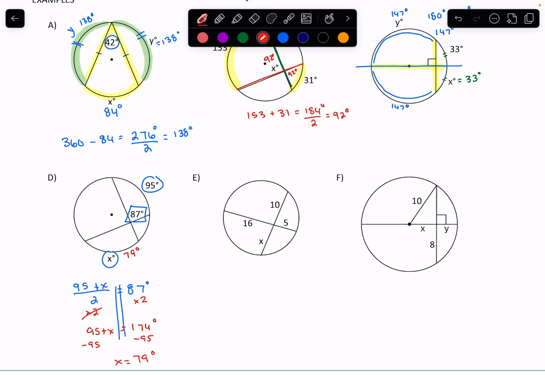Okay? I guess the other way we could have done that, and sometimes math is a little bit more fun to just common sense your way through, is this: if 87 is the average, that means 87 is in the middle of 95 and whatever x is. So to go from 95 to 87, I go down 8, which means I would have to go down 8 again to get to x, which would give me 79 degrees. So either way, you get the same answer.